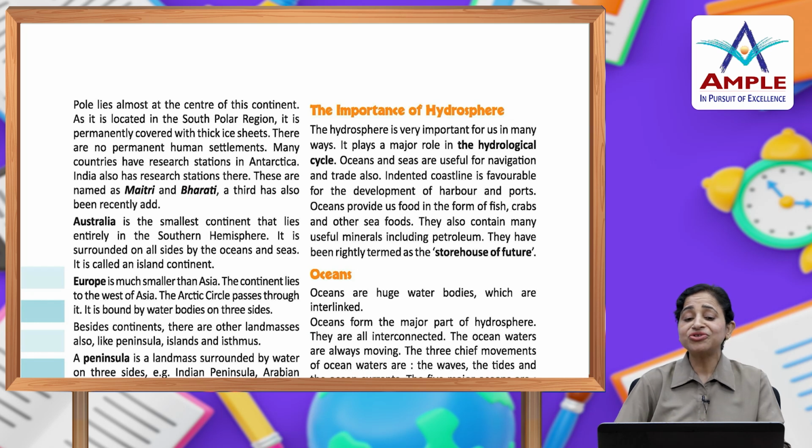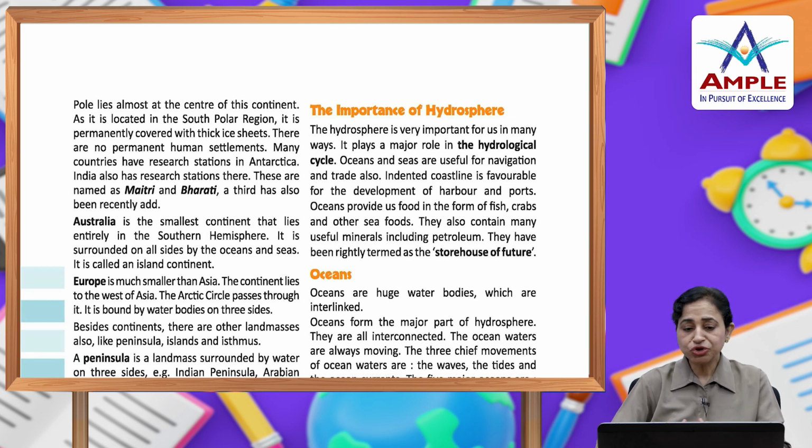Many countries have research stations in Antarctica, and India also has research stations there. हमारा भी एक रिसर्च जहाँ पे रिसर्च की जाती है वो स्टेशन हमारा भी एक वहाँ पर है. These are named as Maitri and Bharati. A third has also been recently added. Australia, this is the smallest continent that lies entirely in the southern hemisphere. It is surrounded on all sides by the oceans and seas.